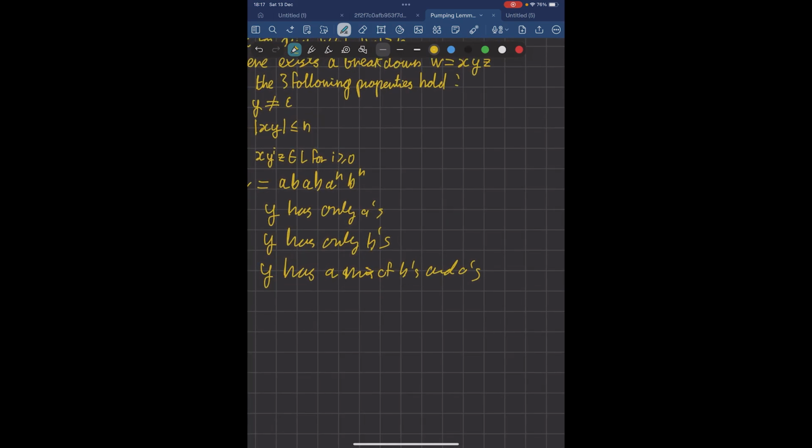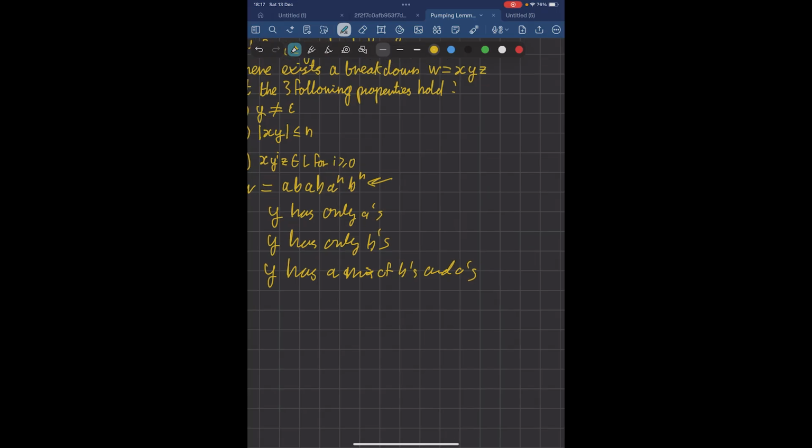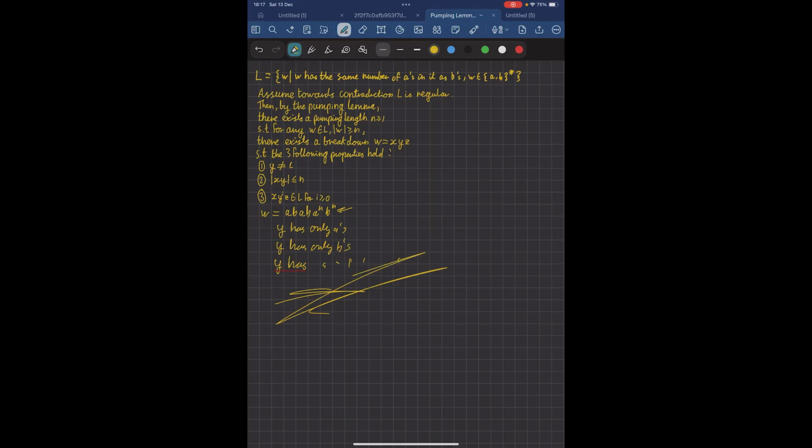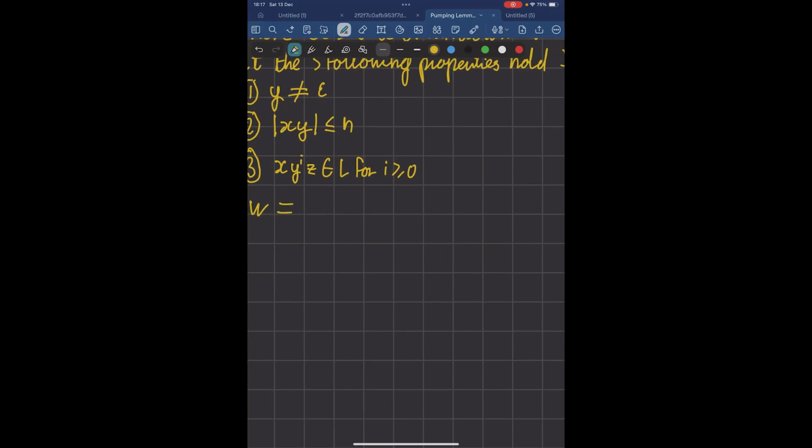And so with this string, there are three possible classifications of breakdowns that we would need to consider, which is kind of complicated and a bit annoying in the proof, and we don't really want that. So instead, let's choose a string where x and y can at most contain one type of character. To do that, we set the first n characters to be one character. So let's make it a.